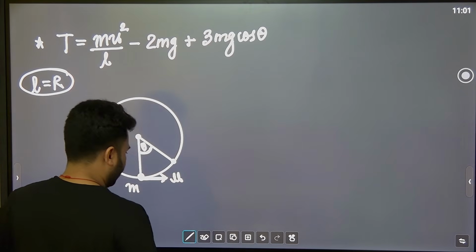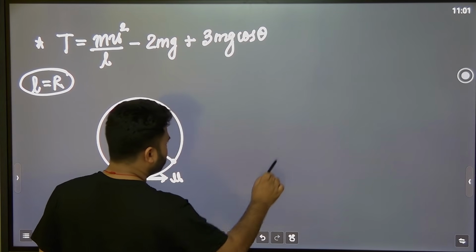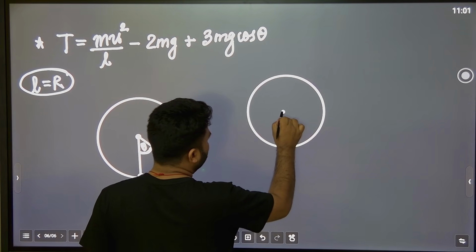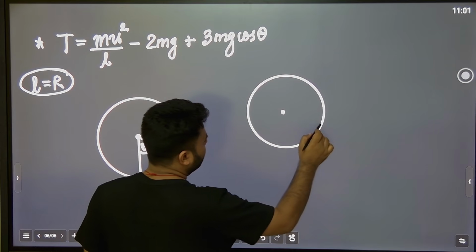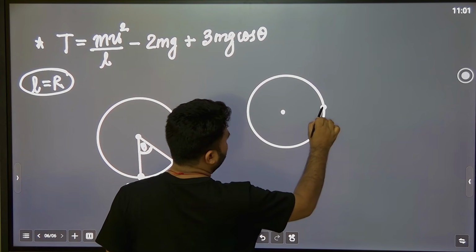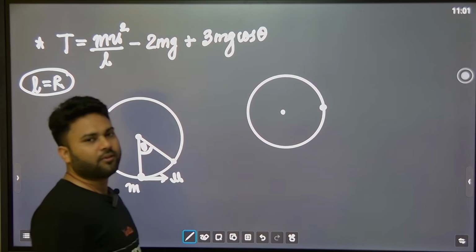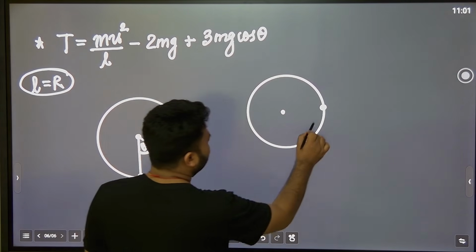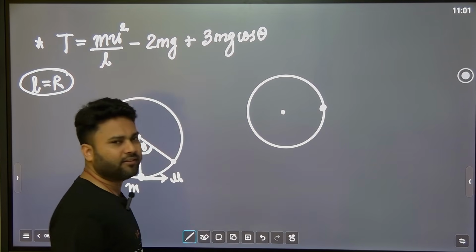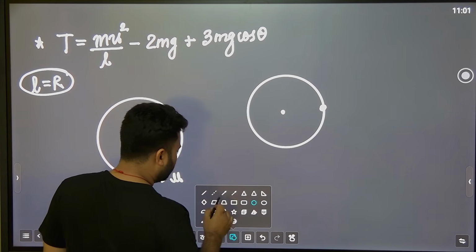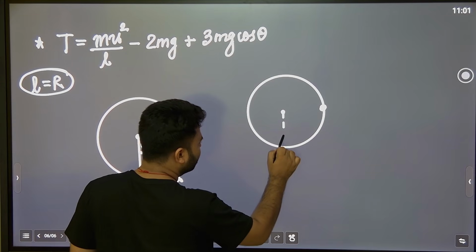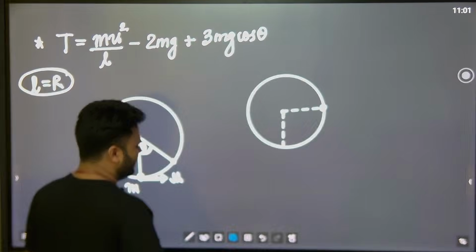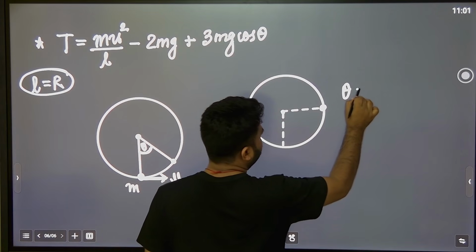For example, because many students get confused here, they are asking in the question that at this point, when the ball reaches this point, what will be the tension? So you will apply this formula. Now you tell me what theta you will take. What should be your theta? So always remember, first you make this vertical line, and then you join this line. You can see the angle theta is 90 degree.